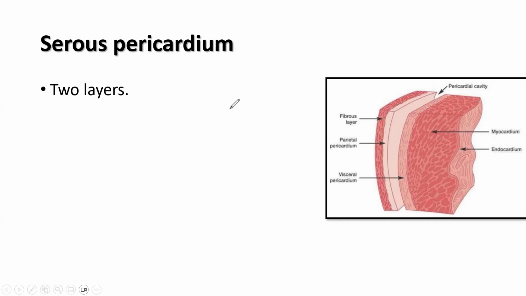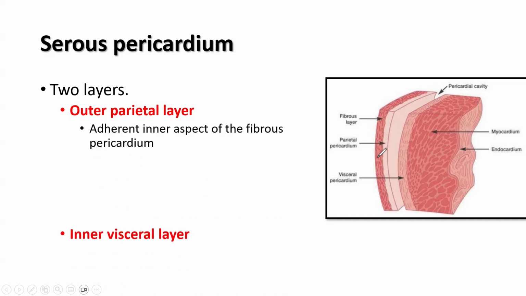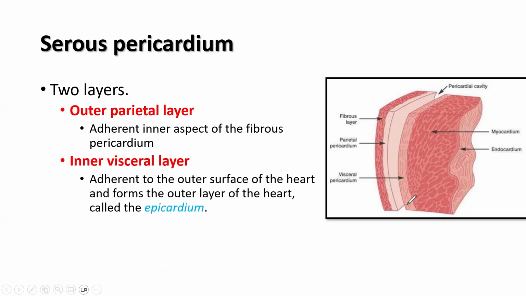Serous pericardium has two layers. The outer one is the parietal layer, which is closely blended with the inner aspect of the fibrous pericardium, and the inner layer is called visceral layer. This visceral layer is adherent to the outer surface of the heart and forms the outer layer of the heart, which is called epicardium.